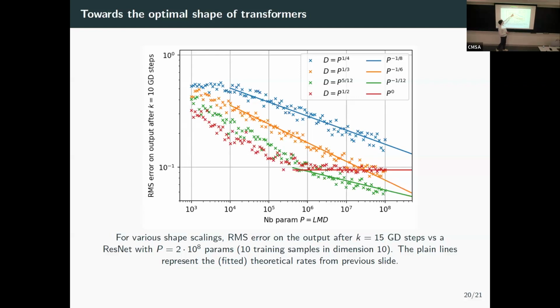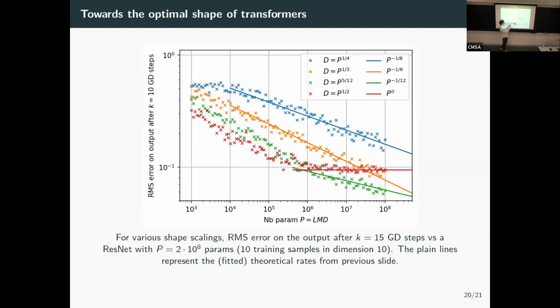And I compare various scalings. The one which is optimal is in orange. In blue, this is a different scaling of D as a function of P. Sorry, in orange, we see that it's P to the -1/6. It fits the line, so this shows that the upper bounds are tight.